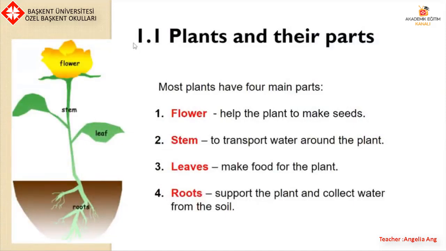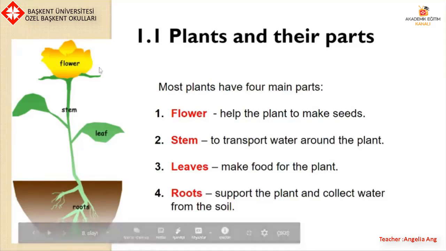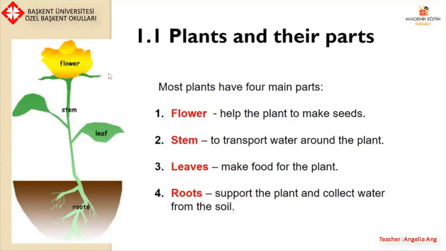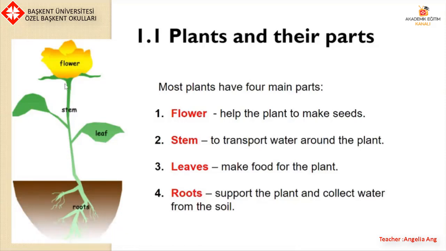One point one. Plants and their parts. Look at the pictures on the left. Most plants have 4 main parts. One is flower. It helps the plant to make seeds. The second is stem. It transports water around the plant.